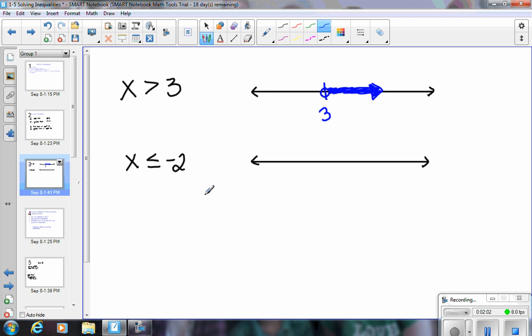So for x less than or equal to -2, again, I'm going to mark a spot for the -2. This time I want to include -2 and all the numbers that are smaller than -2. So to show that I'm including it, instead of an open circle, I'm going to fill that in. That shows that I'm including -2. And the numbers that are smaller go to the left, and we'll put an arrow.